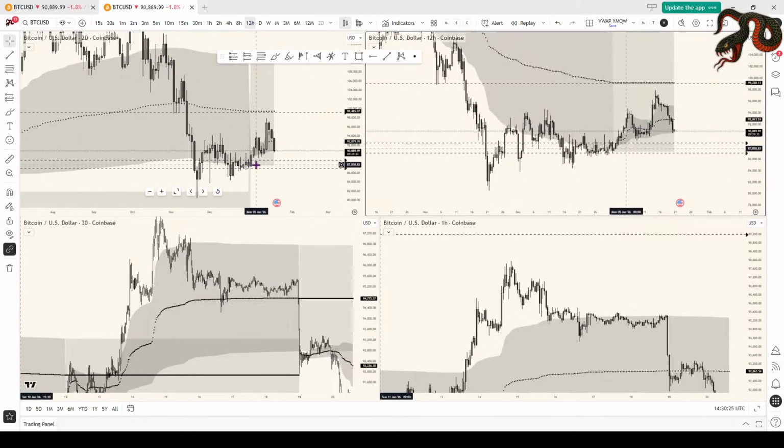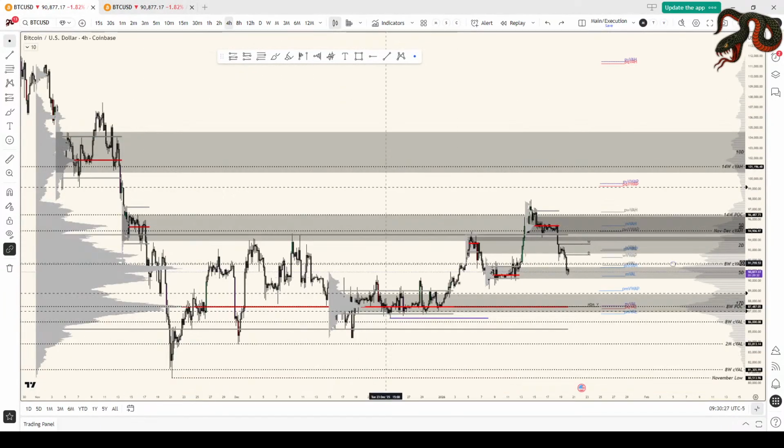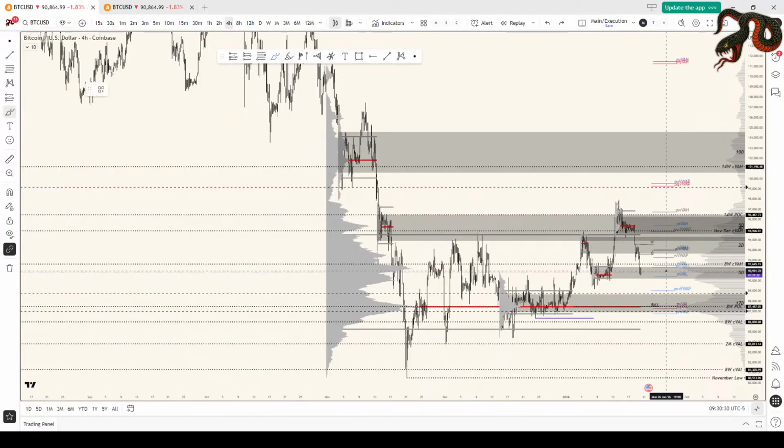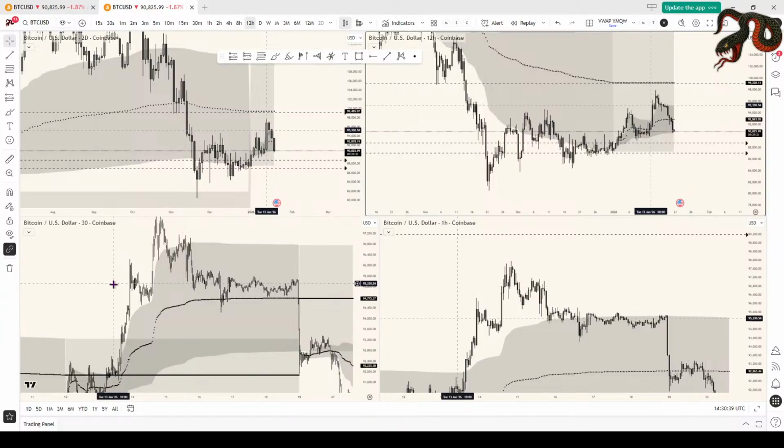Previous quarter VAL and previous year VAL is confluent with these lows here. So if we did see kind of a reclaim of that level, that would be a bullish shift there. So that's just something to note. But for right now, previous quarter and yearly value don't really matter aside from that.